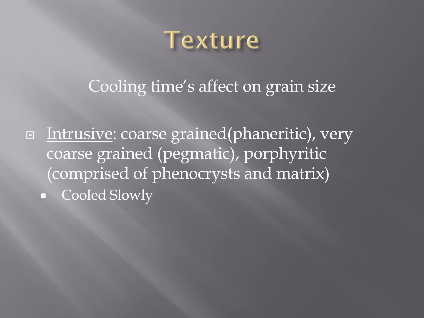So texture in igneous rock is in respect to the grain structure or the size of the grains. As mentioned earlier, that cooling time affects the grain size. So if we have molten material that stays hotter for longer, it gives the individual minerals and crystals within that molten material time to grow. So these would all be considered intrusive igneous rock. It cools and is formed inside the earth, so it's intrusive. It's coarse grained, which means it's phaneritic. So phaneritic means it's very large grain, very coarse.